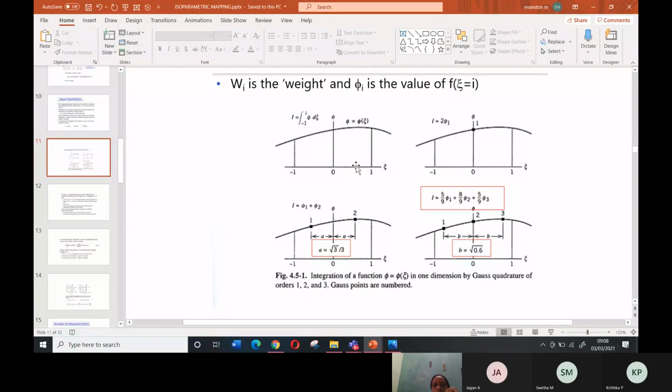So this is a function. The function is represented by phi, and you want to integrate with respect to epsilon. The values of epsilon vary from -1 to +1. So we are going to integrate the values between -1 and 1, and the function of this curve is being represented by phi. When you integrate this, you can find the summation of this portion, that is -1 to 1. So this is the actual way of integration.